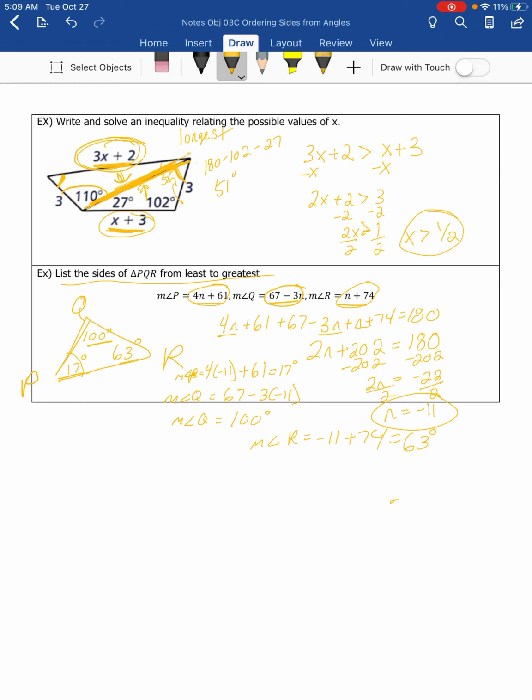So it says order it from least to greatest. Well, 17 degrees is my smallest angle, so my smallest side must be QR. Then 63 is my next biggest, so PQ must be my next biggest side. And the last one is opposite angle Q, which is PR. And one thing you'll notice is that the letter of your angle is not going to be in the opposite side. That's one of the observations.